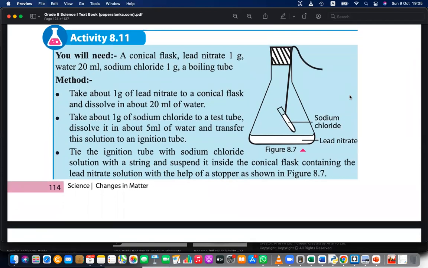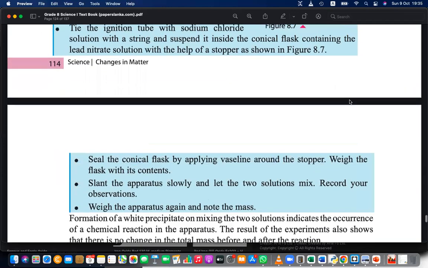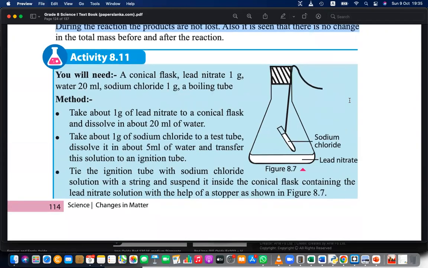Right, this is another example. A conical flask and lead nitrate. Lead nitrate 1 gram, water 20 milliliters, sodium chloride 1 gram, and a boiling tube. Take about 1 gram of lead nitrate and dissolve it in 20 milliliters of water. It is there as a solid, so you have to dissolve it in water.